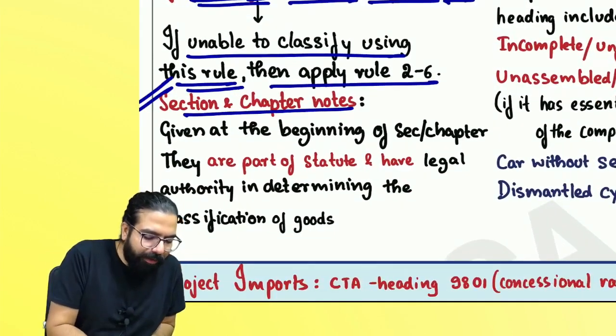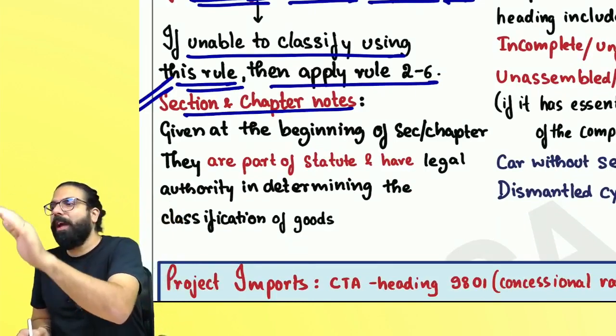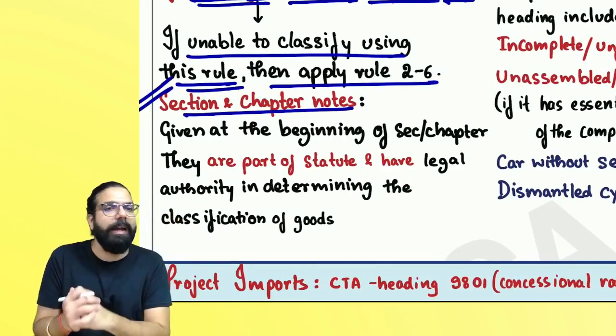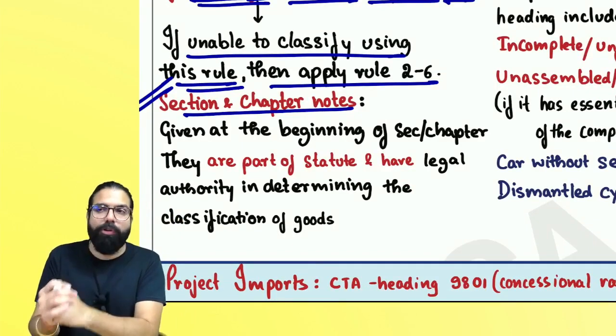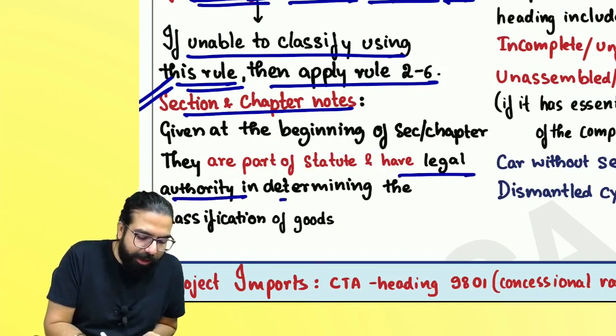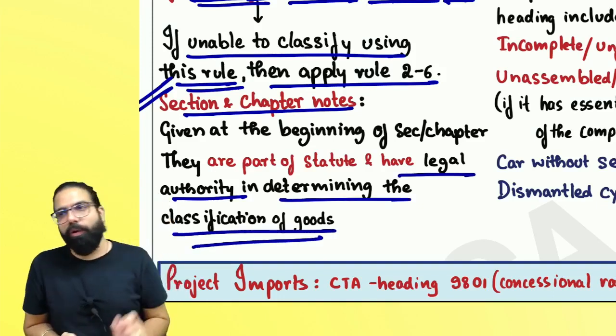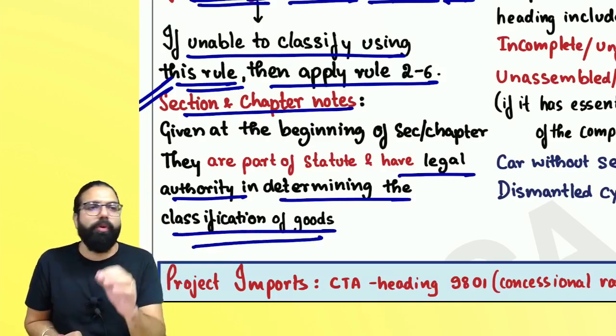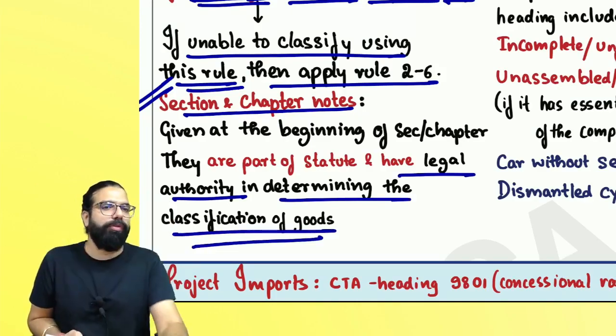Sir, what do you mean by section notes and chapter notes? Section notes and chapter notes are given at the beginning of a section or chapter. Baba, they are a part of the statute and they have legal authority in determining the classification of the goods. When you are doing the classification of the goods, if you do the classification as per the section note, chapter notes, they have legal force.